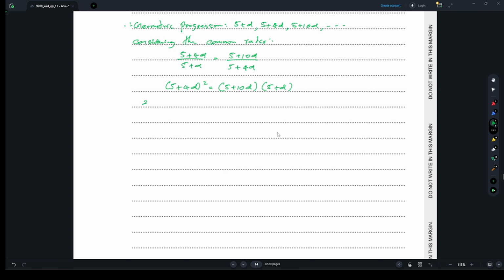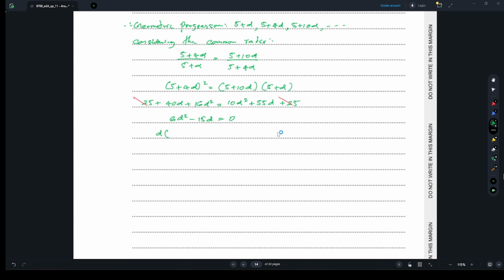So when you simplify, here we have 25 plus 40d plus 16d squared, and here we have 10d squared plus 55d plus 25. So here we can cancel 25. So we will have here 6d squared minus 10d equals 0.